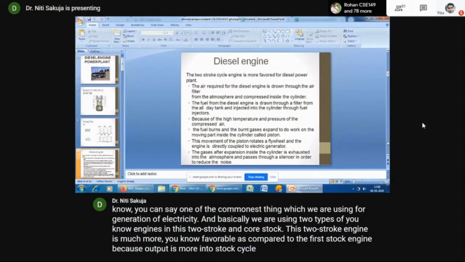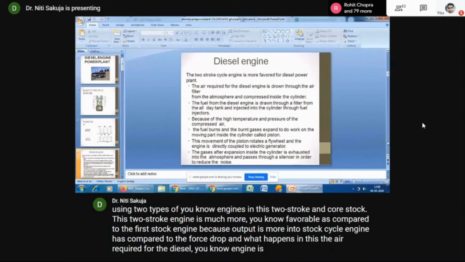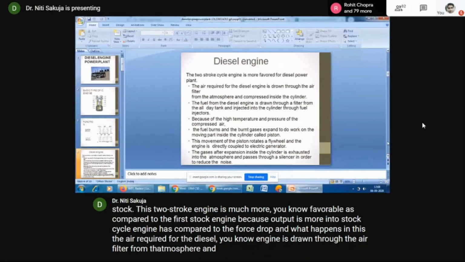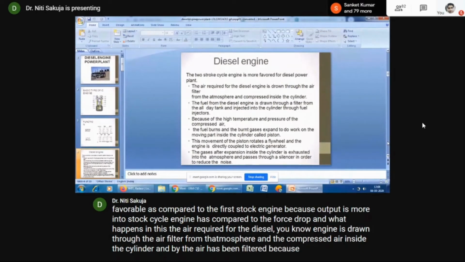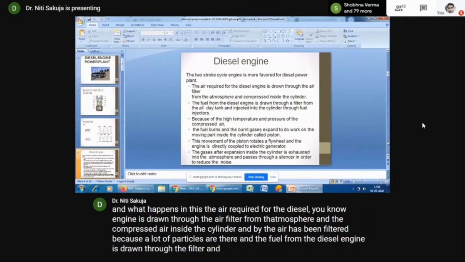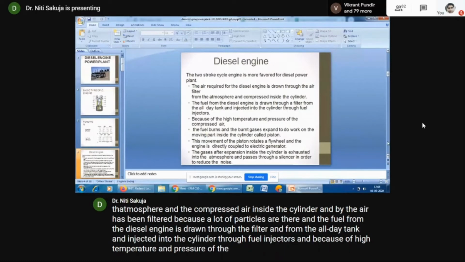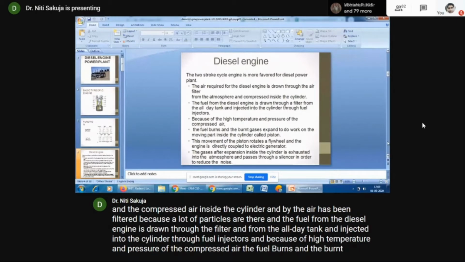The air required for the diesel engine is drawn through the air filter from the atmosphere and compressed inside the cylinder. And why is the air being filtered? Because a lot of particles are there. The fuel for the diesel engine is drawn through the filter from the day tank and injected into the cylinder through fuel injectors. Because of the high temperature and pressure of the compressed air, the fuel burns, and the burnt gases expand and move in the cylinder with the help of a piston.